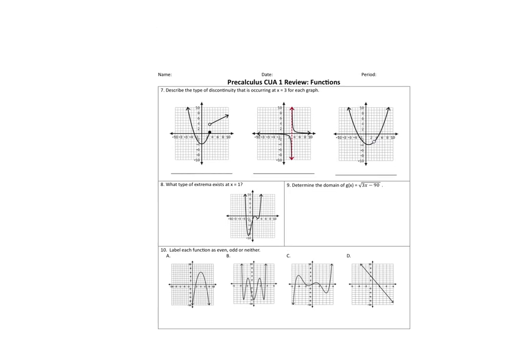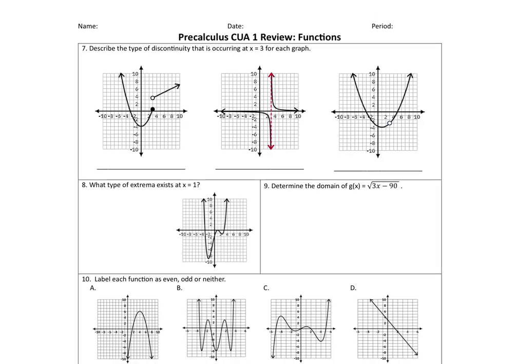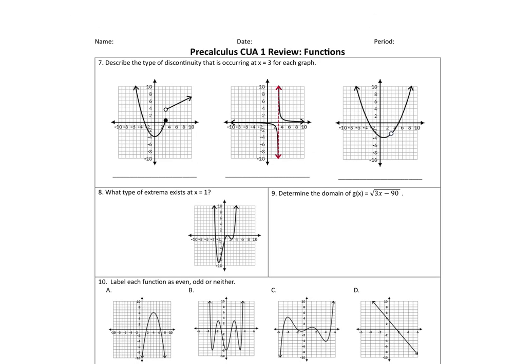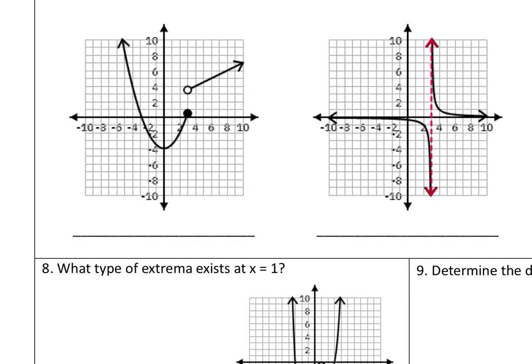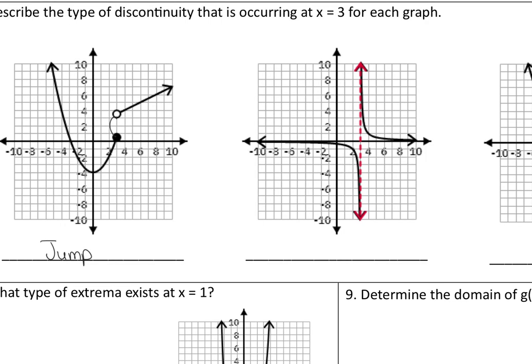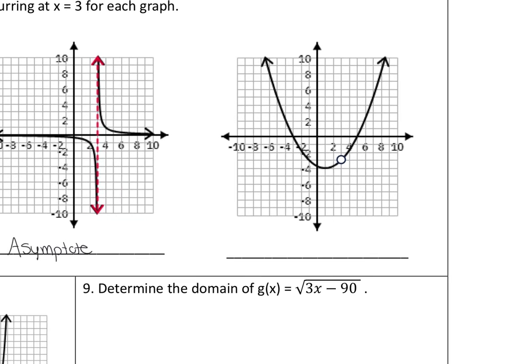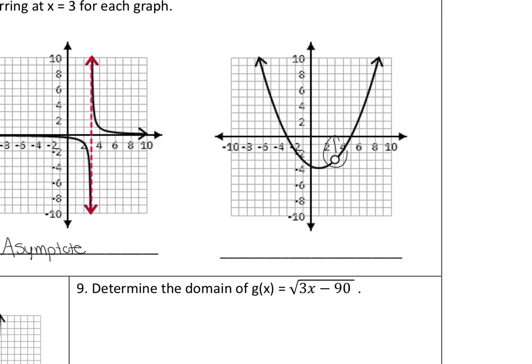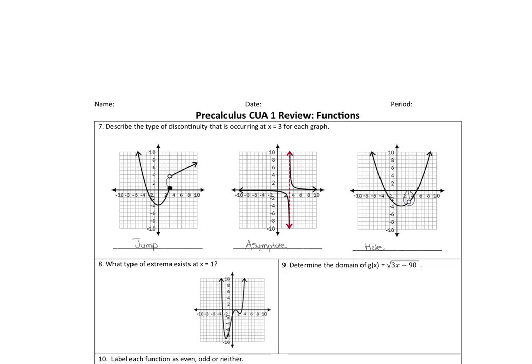So number 7 says, describe the discontinuity occurring at x equals 3. So look at the first graph. I literally have to jump. So this is called a jump. On the next one, if I look at 3, this red dotted line is called an asymptote. And here at 3, that open circle is called a hole. It's a point I don't touch.